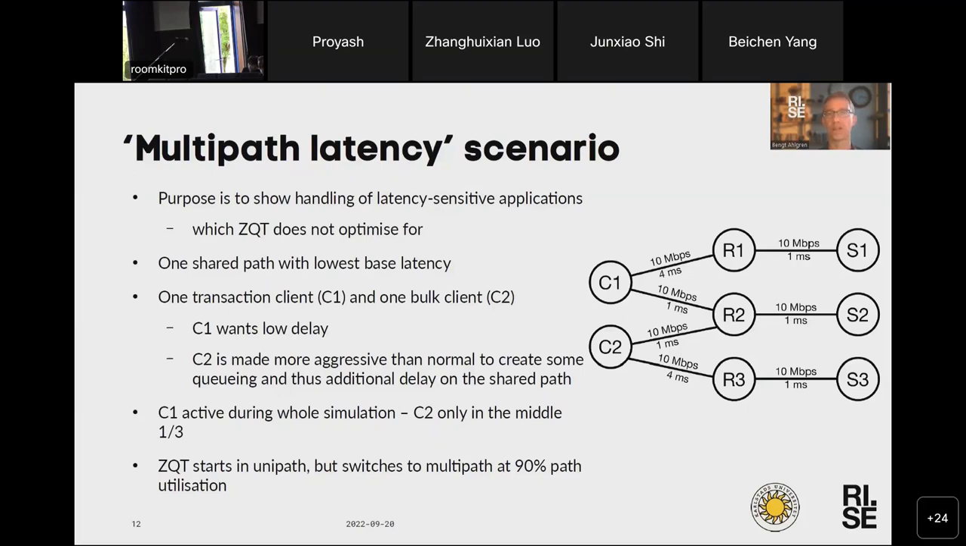So client one is active during the whole simulation. Client two is active only in the middle one third. The ZQT scheduler starts in unipath, but switches to multipath at 90% path utilization. And it never switches back. It doesn't have that function.